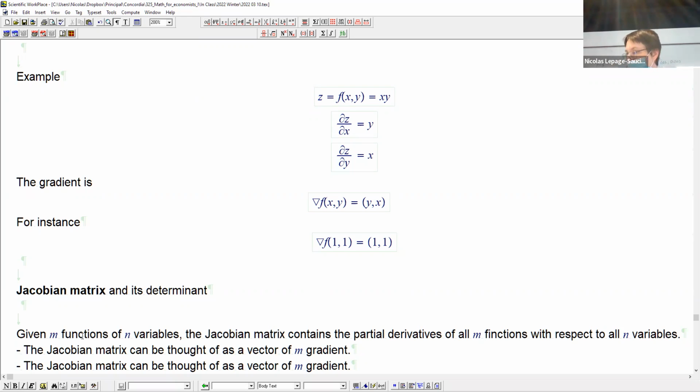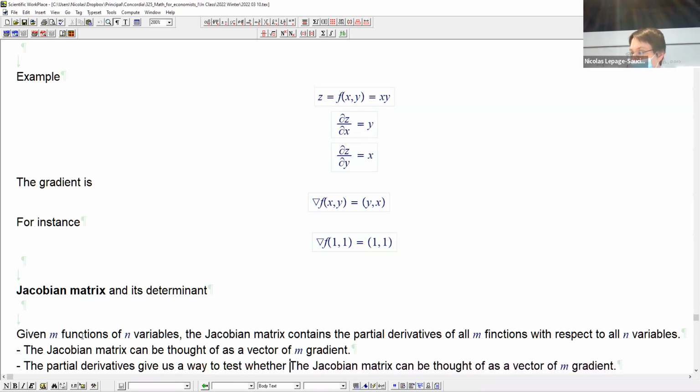It gives us a way to test whether functional dependence exists among a set of n functions and n variables. So note that here I have the same number of functions and variables.